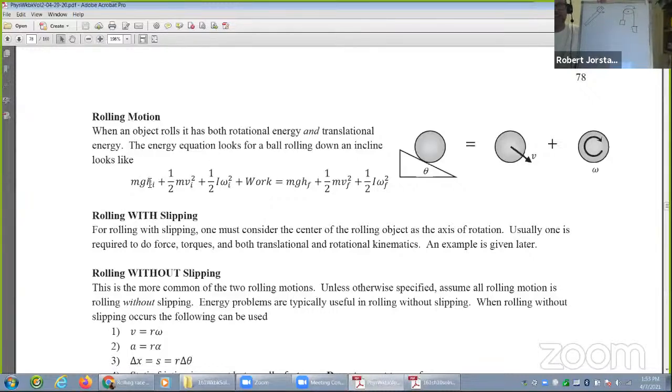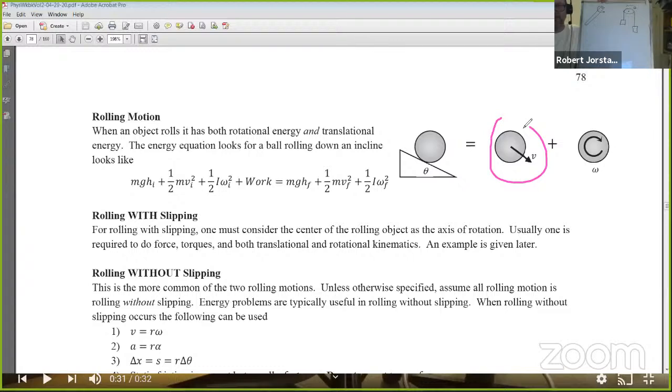If you were doing an energy problem, this is where it gets complicated. A ball that's rolling down the hill is both translating, because it goes from point A to point B, moving some distance down the ramp, and it's also spinning, because it's rotating as it goes down the hill as well, right? So if you were doing this with an energy equation, you'd have mgh, 1/2 mv squared, and 1/2 I omega squared. Both translating and rotating. And this is what's so confusing about rolling.